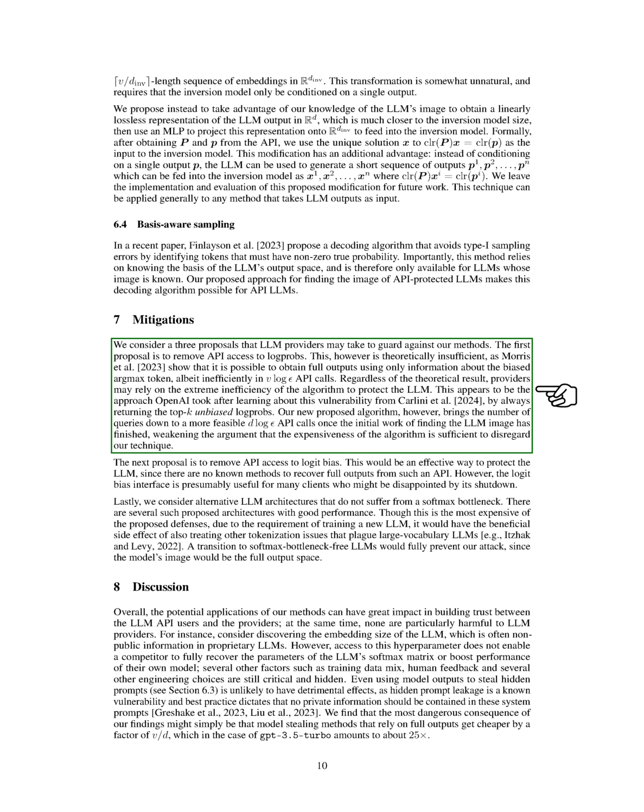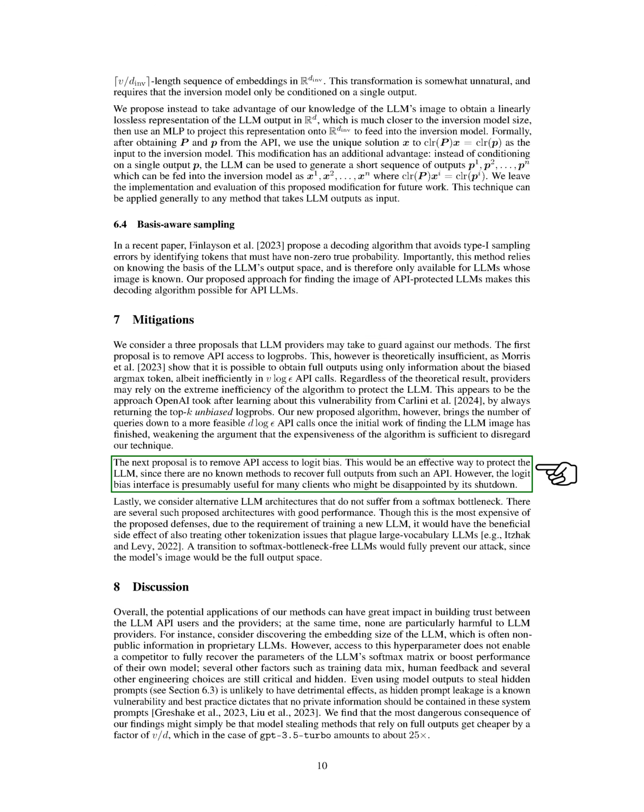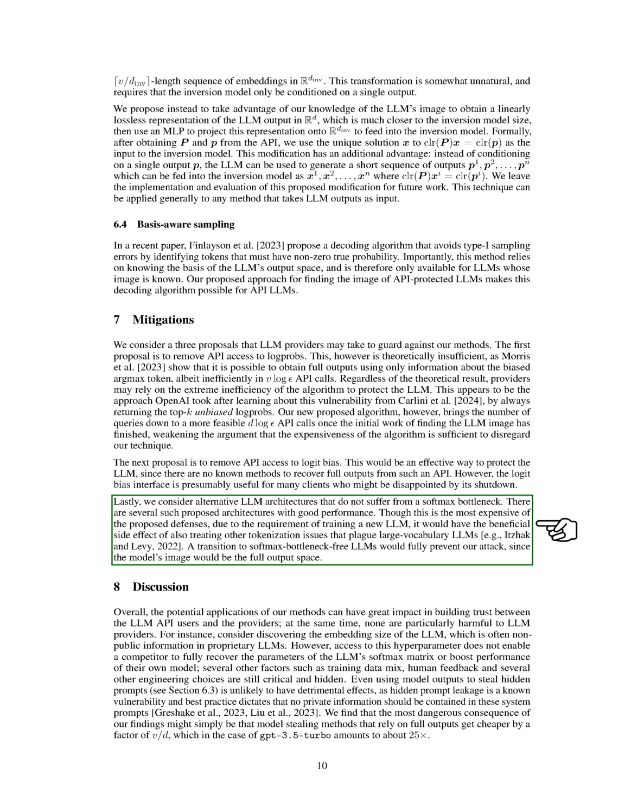We also consider potential mitigations that LLM providers could implement to protect against our methods. These include restricting API access to logprobs or logit bias, or transitioning to LLM architectures without a softmax bottleneck. Each proposal has its advantages and challenges, with the choice depending on the trade-offs between security and usability.